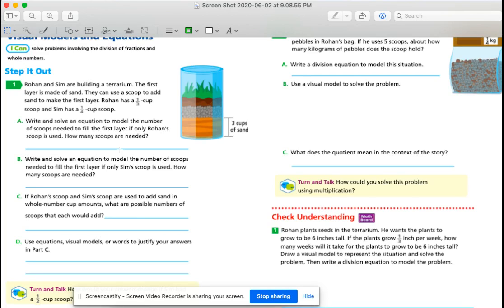Boys and girls, today we are on lesson 6 for module 11. We're going to be working on solving problems involving the division of fractions and whole numbers. For our first problem here, we have Rohan and Sim building a terrarium.